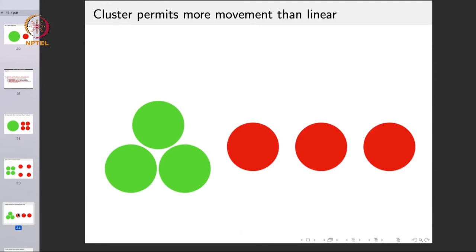Then you should go for a cluster approach. If the reserves are together in the form of a cluster, it is more preferred than a linear arrangement. Because in the case of a cluster approach, the species from this reserve can go to this reserve, and it can also go to this reserve. The species in this reserve can go to this reserve, but also to this reserve. So the amount of movements increases. Whereas if you have the reserves that are lined up in a linear fashion, then the organisms in this reserve can only go to this reserve. So the movements are more restricted in a linear fashion.